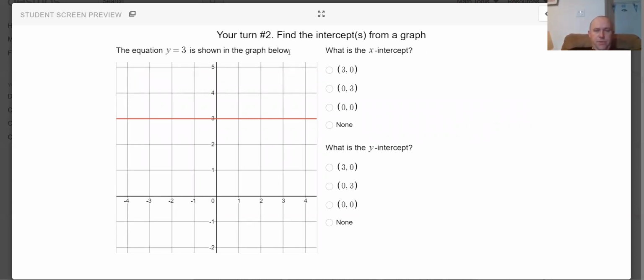All right, the graph y equals 3 is shown. Even if they hadn't drawn this for us, notice we should know what it looks like anyway. One letter, so I'm looking for horizontal because that has a y in it. Horizontal line going through 3 on the y-axis. But anyway, they drew this for us.